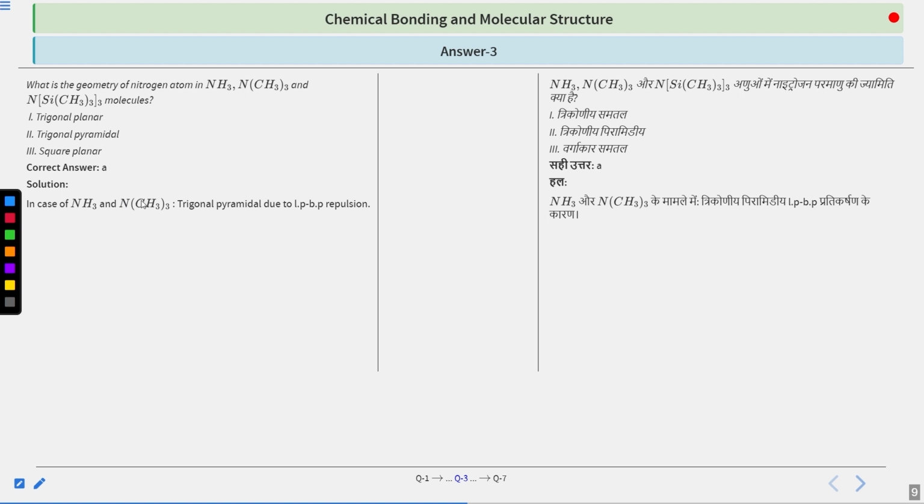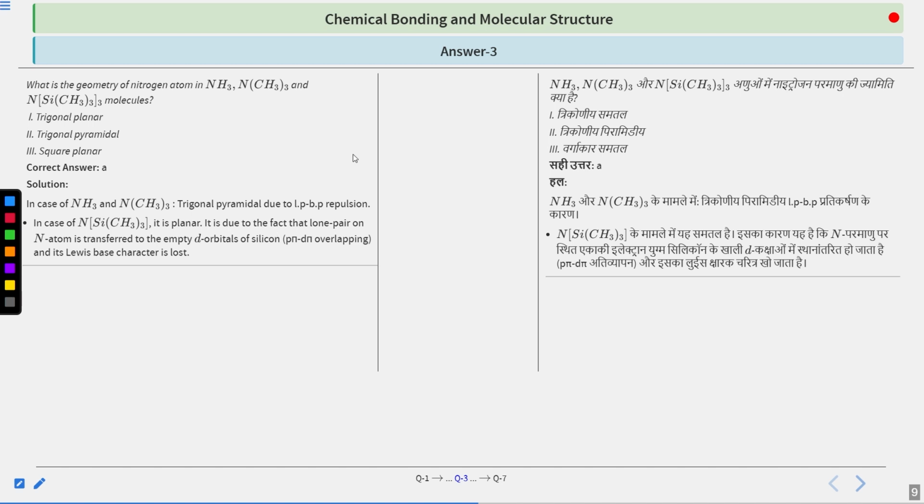In case of NH3 and N(CH3)3, the triangular pyramidal shape is seen because of lone pair bond pair repulsion. Triangular pyramidal, where N is at the top of the pyramid and all three H's are at the bottom vertices. Same is the case for trimethylamine and ammonia.